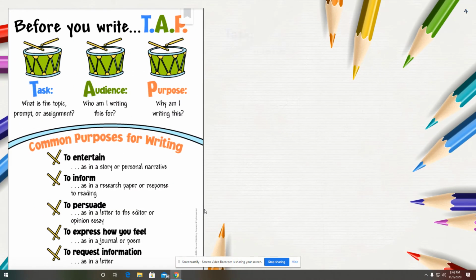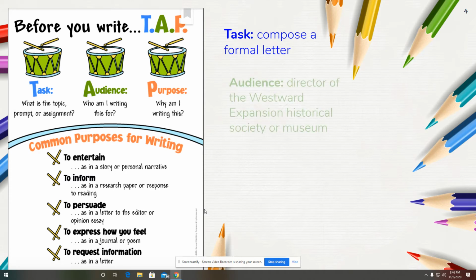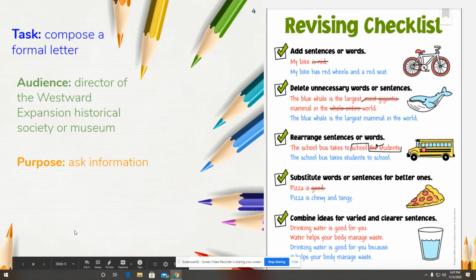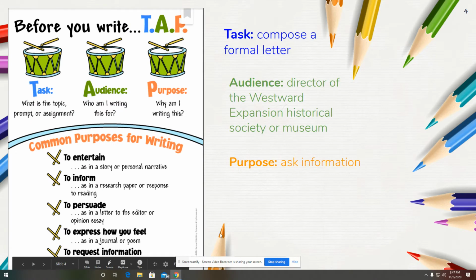Writers, your task is to compose a formal letter. The audience is a director of Westward Expansion Historical Society or a museum, and the purpose is to ask for information. Today, your audience will be a parent, guardian, or other sibling at home who will read your formal letters and provide feedback.